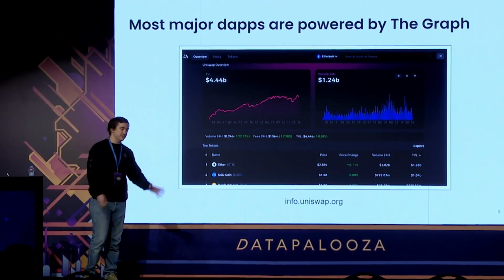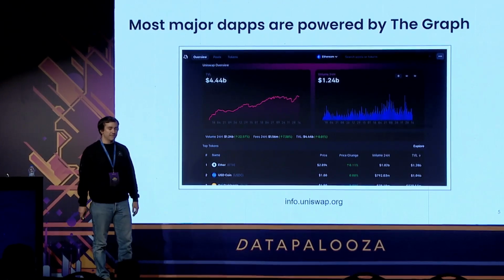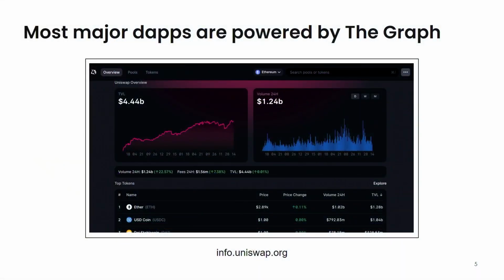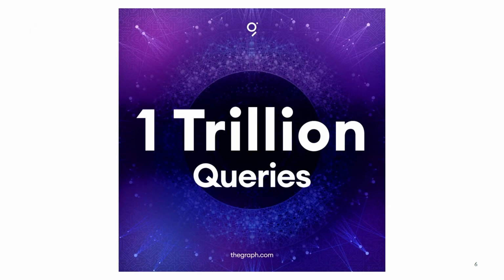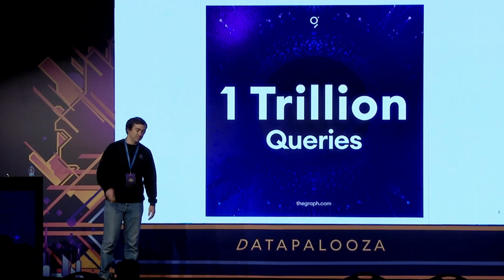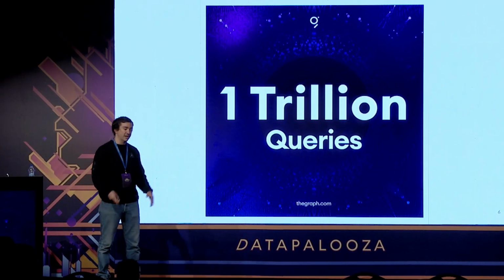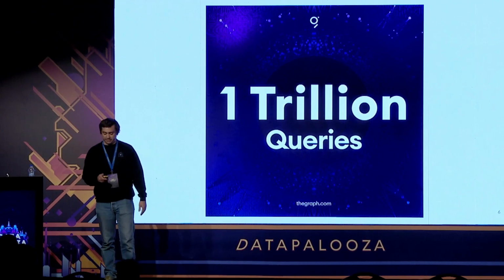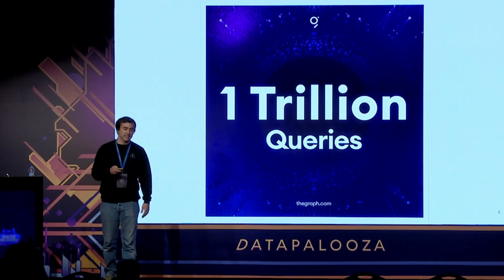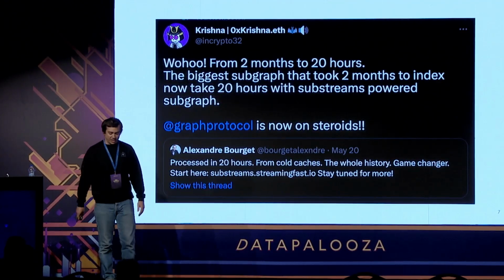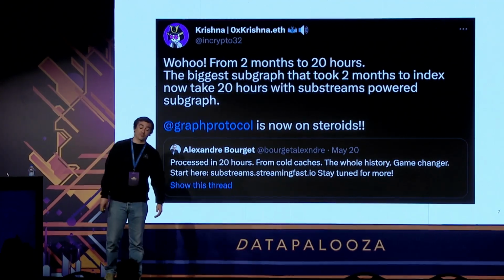And so then just where the graph is today, a lot of major dApps are powered by the graph. So this example here, info.uniswap.org, all this data and these dashboards, all the statistics, they're all derived from data on the graph. And then, another recent development, several months ago now, the graph surpassed 1 trillion queries. So there's a lot of demand for the services that the graph is providing. And with great demand comes greater demand for performance.